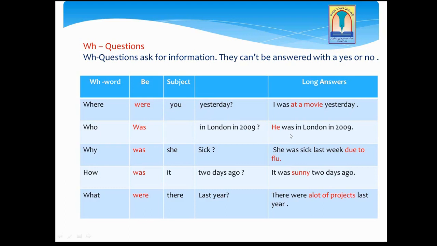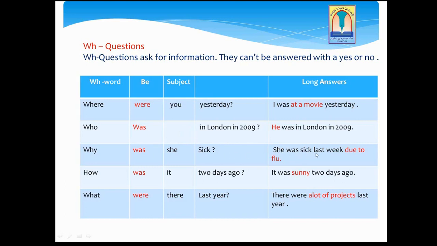He was in London in 2009. We want to form a question so that the answer is the subject he. So we use the WH word who. Who was in London in 2009? Of course, we don't here include the subject because we are asking about him.